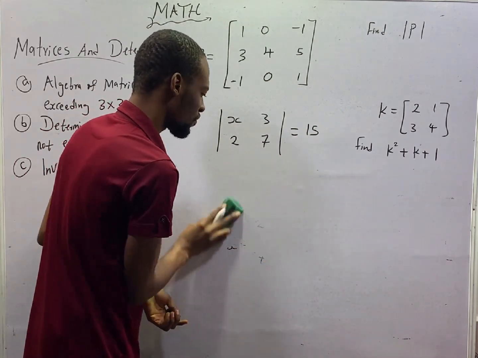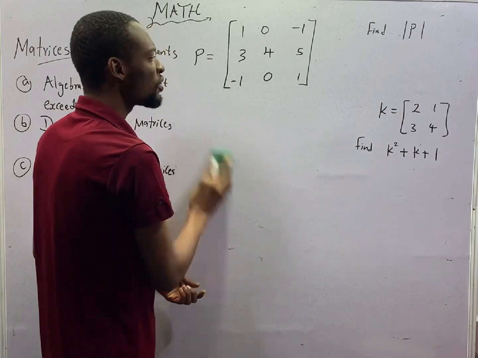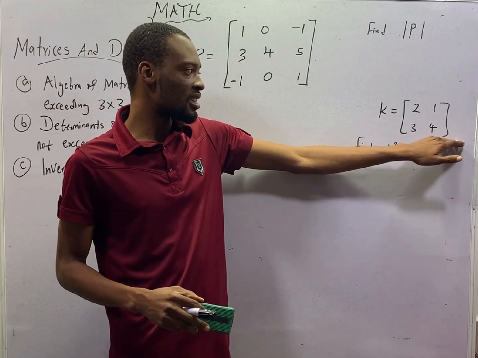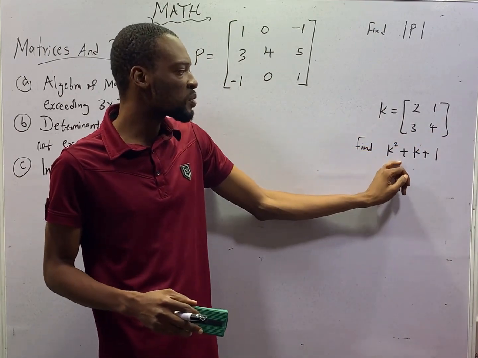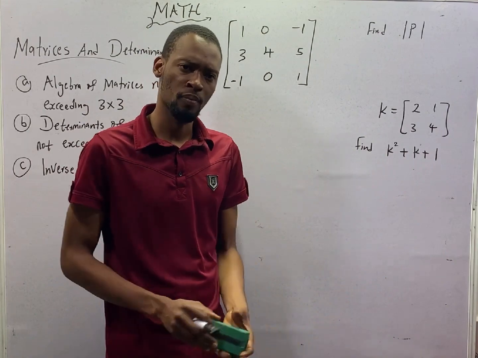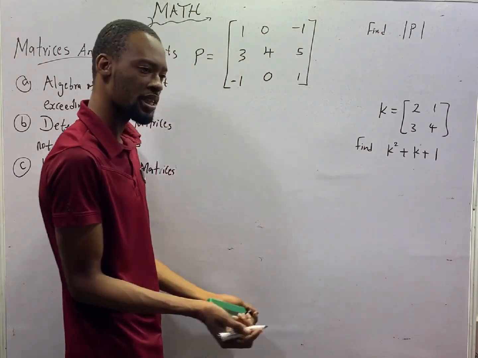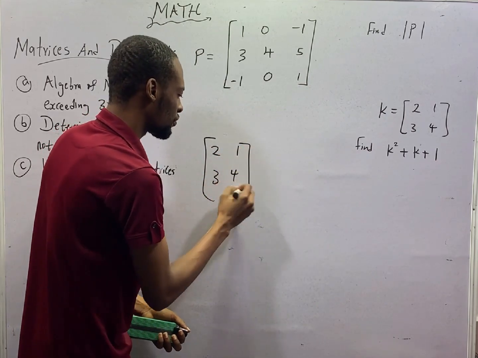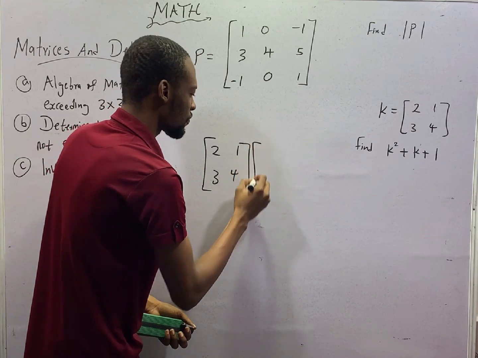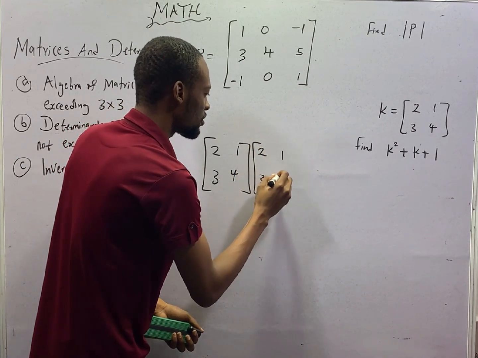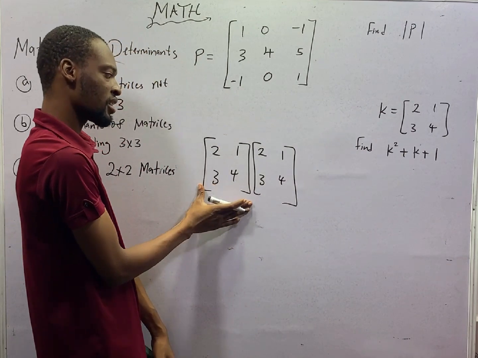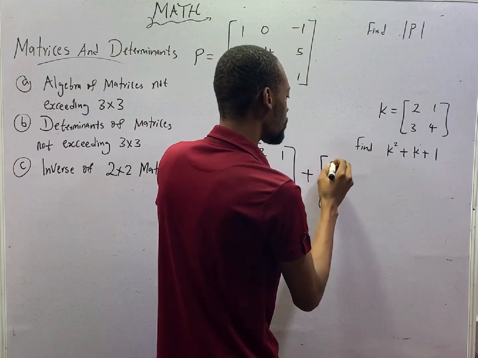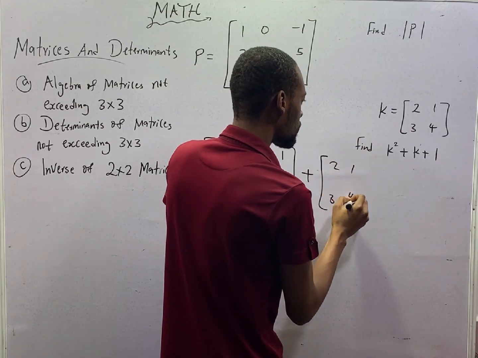Another way a question can come under matrices is that you'll be given a 2 by 2 matrix like this. You'll be asked to look for the value of k squared plus k plus 1. K squared is simply k times k. So 2, 1, 3, 4 times 2, 1, 3, 4. This is k squared, k times k. Then plus k is the same matrix, 2, 3, 1, 4.